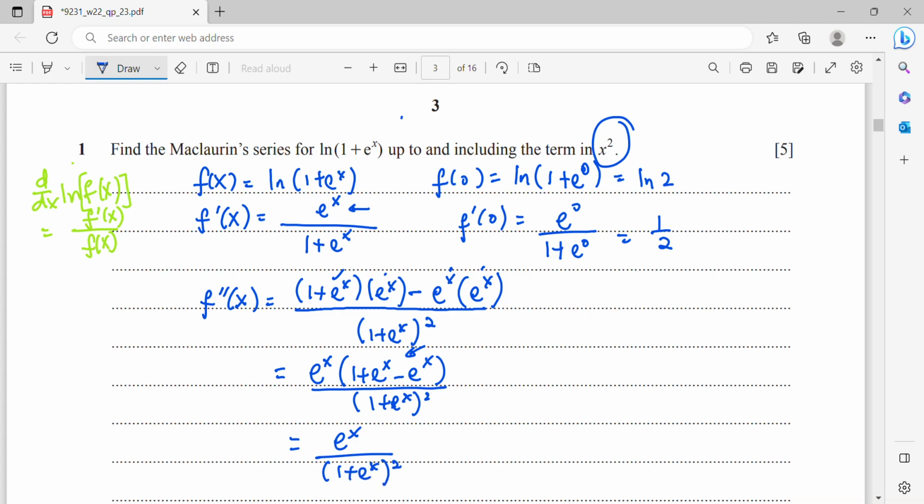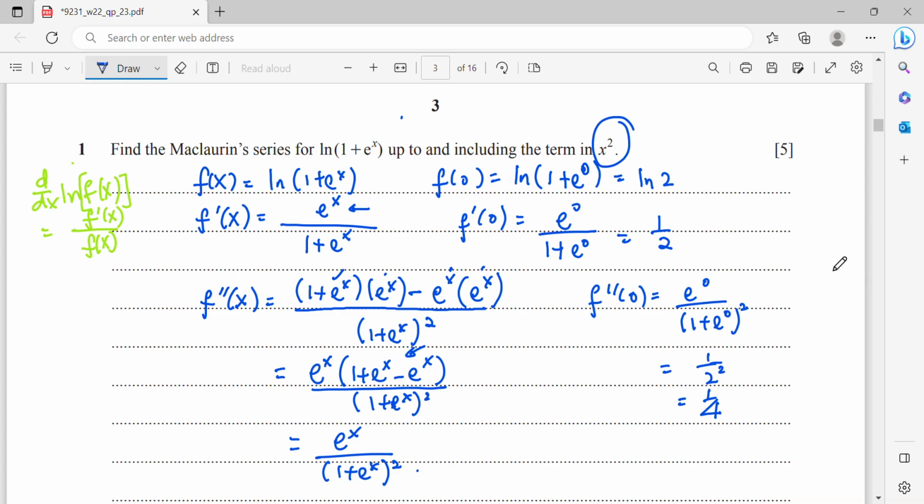Now your f double prime 0 will be calculated based on the last form. So I will get e^0 over 1 plus e^0 squared, which is 1 over 2 squared. Then you will get 1 over 4. This is your f double prime 0.